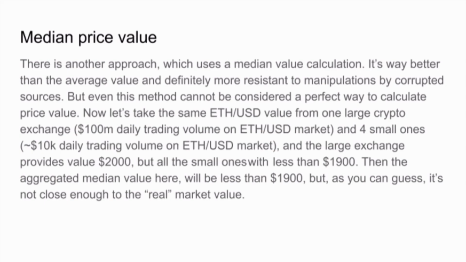Now let's take the same ETH USD value from one large crypto exchange, let's say 100 million daily trading volume on ETH USD market, and 4 small ones, around 10k daily trading volume on ETH USD market. And the large exchange provides value $2,000, but all the small ones less than $1,900. Then the aggregated median value here will be less than $1,900, but as you can guess, it's not close enough to the real market value.